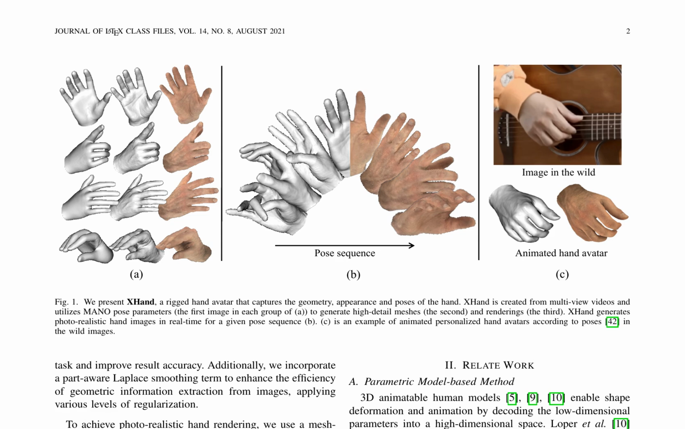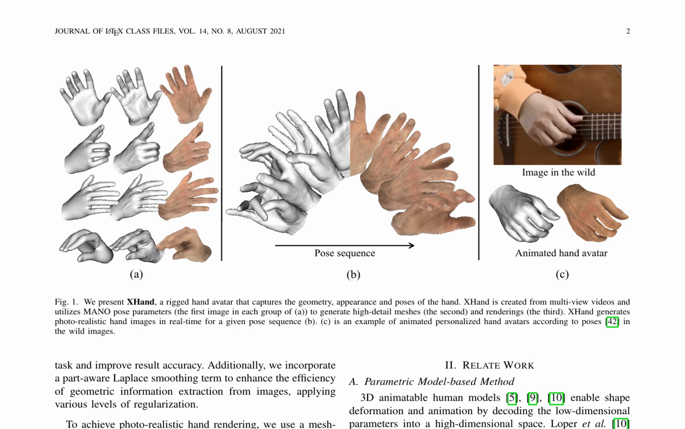To enhance the efficiency of geometric information extraction from images, the authors incorporate a part-aware Laplace smoothing term, applying various levels of regularization. A mesh-based neural renderer is employed to achieve photorealistic hand rendering, leveraging latent codes from feature embedding modules while maintaining topological consistency. This method preserves detailed features and minimizes artifacts through various regularization levels.